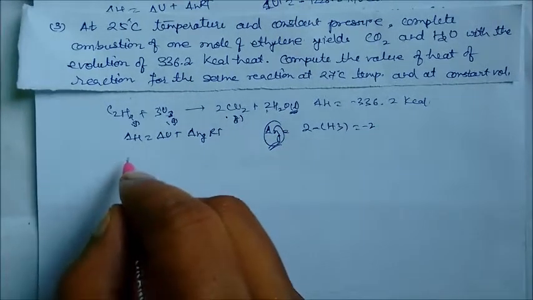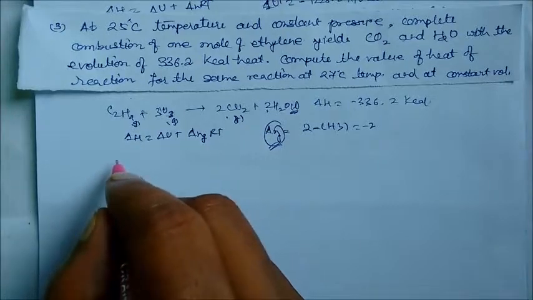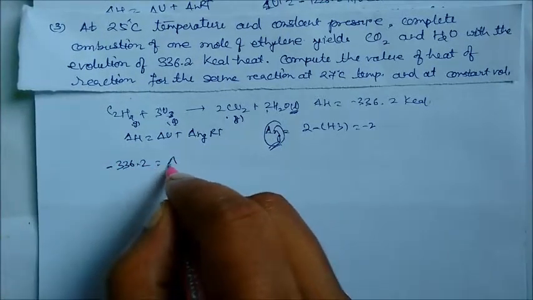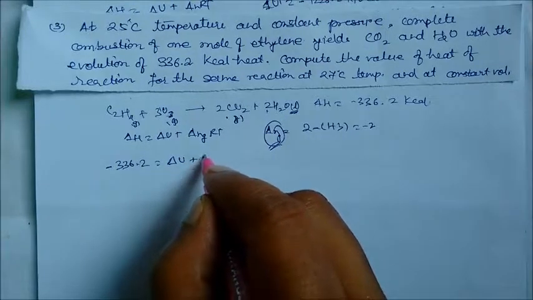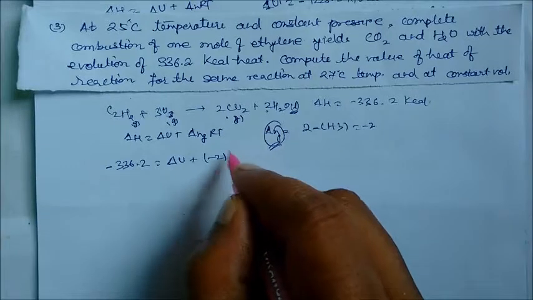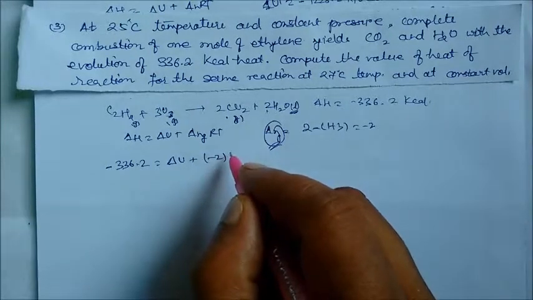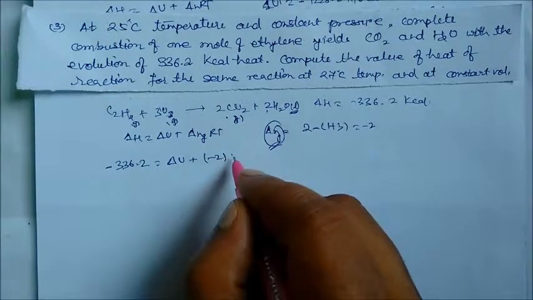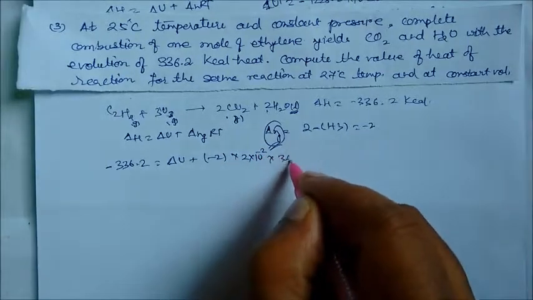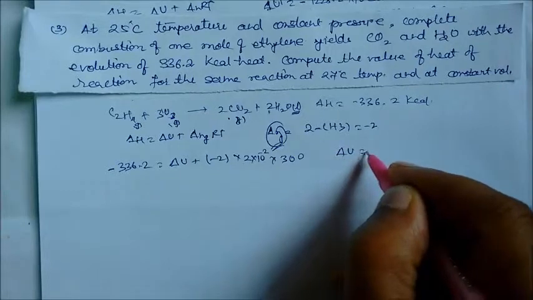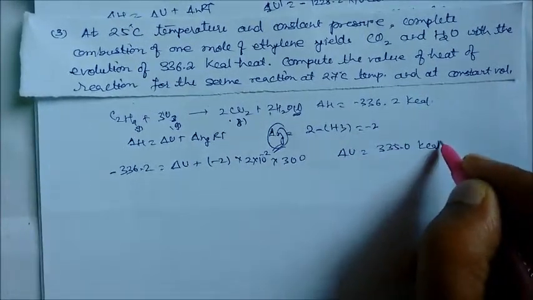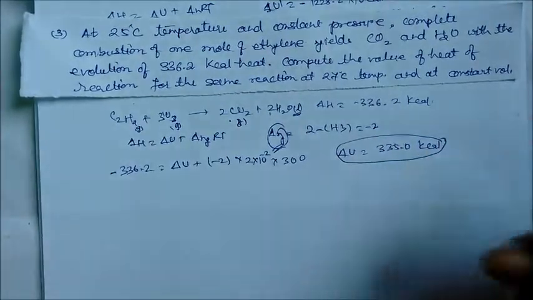So we can put our values directly here. This is given here 336.2, and internal energy we don't know, we asked here, minus 2, and R is given here as 2 into 10 to the minus 3 kilocalorie, and temperature is 300. So if you solve it, delta U will be 335.0 kilocalorie. So this is our answer.